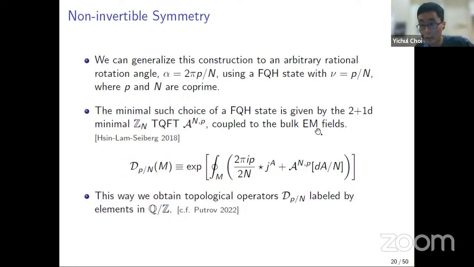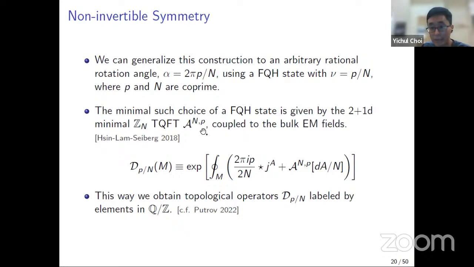Now we can generalize this construction to any arbitrary rational angle, alpha equals 2 pi p over n, where p and n are some coprime integers. This we can do by using a fractional quantum Hall state, now at filling fraction p over n. There is a natural choice of TQFT, which describes the low energy limit of such a fractional quantum Hall state, which generalizes the U1 Chern-Simons theory that we saw before. These are called minimal TQFTs, A^{n,p}, and these TQFTs are labeled by two integers coprime to each other. When p is equal to 1, A^{n,1} is simply the U1 Chern-Simons theory that we saw before.